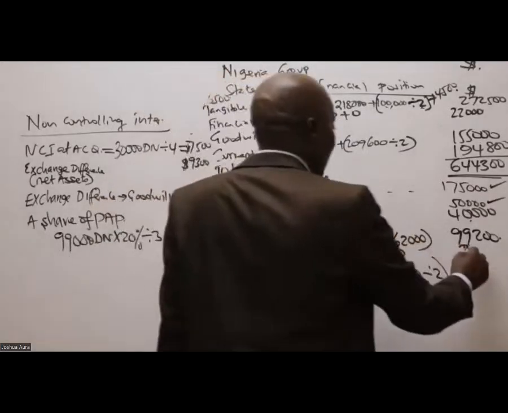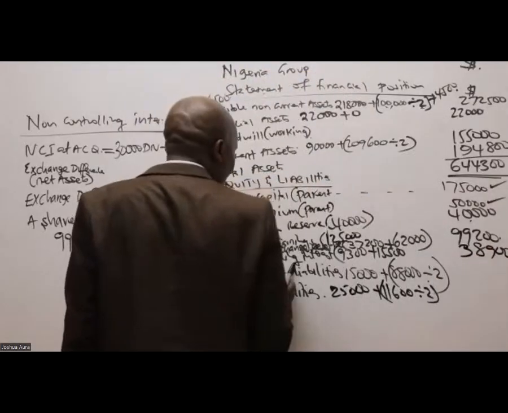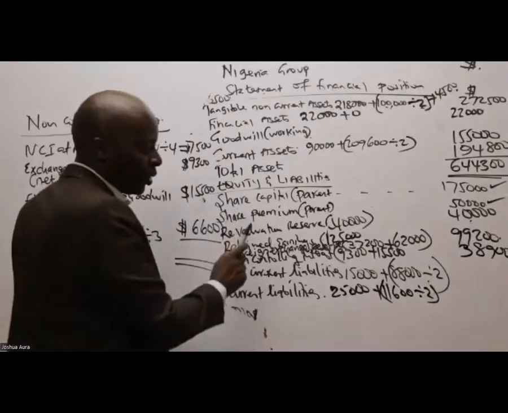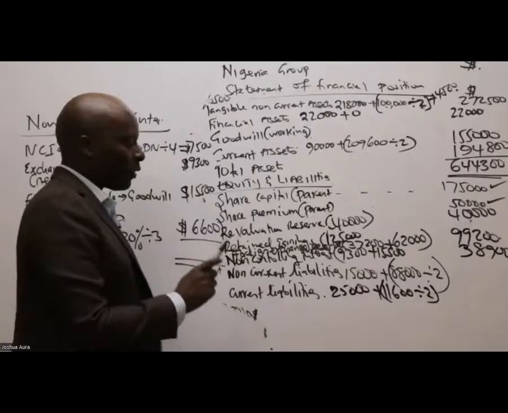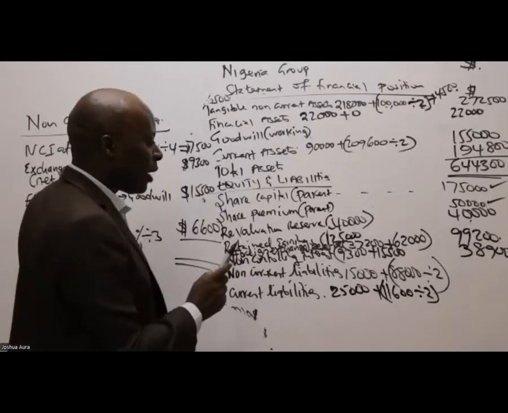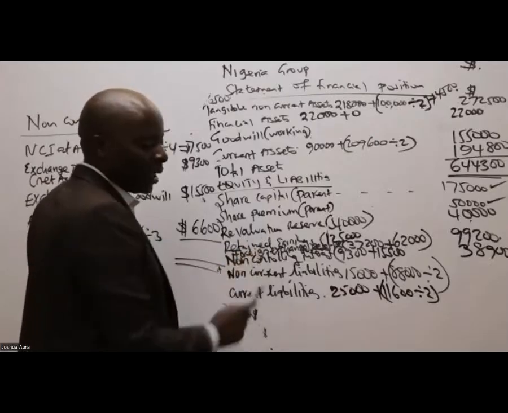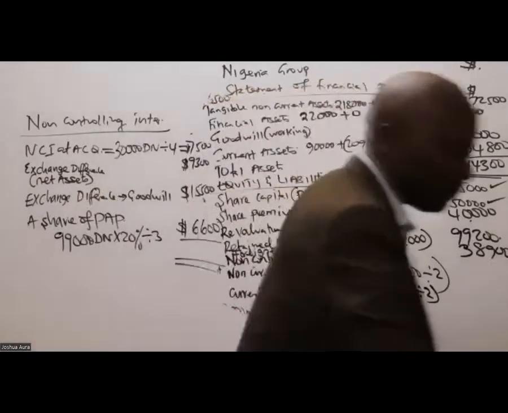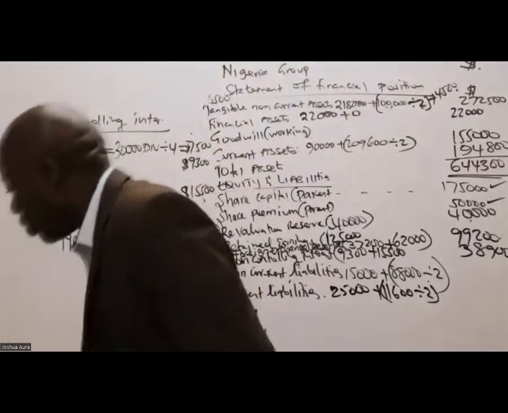38,900. So remember, this is permanent source of capital. Now from there, the last one that you're supposed to come and pick is this retained earnings, group retained earnings. So group retained earnings, what do we have there?